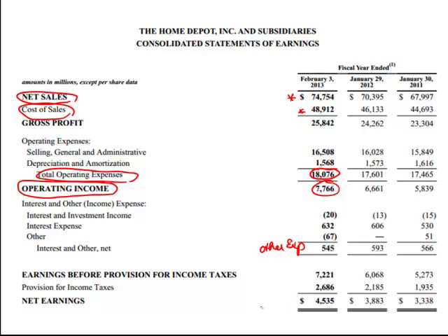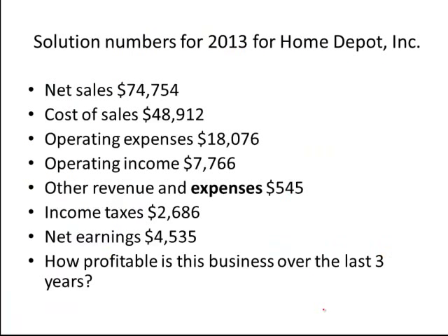And then our net income or net earnings is down here, but here's our taxes. And notice instead of calling it income tax expense, it's called provision for income taxes. So if I were to write down all of these numbers, my solution would look like this.